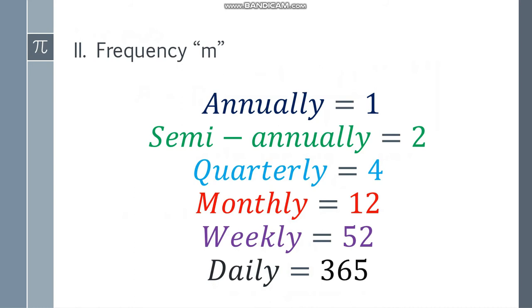Let's go to the next one, frequency. We have M. In the problem, you might see annually, which will be 1. Semi-annually will be 2. Quarterly will be 4, monthly will be 12, weekly will be 52, and daily will be 365.